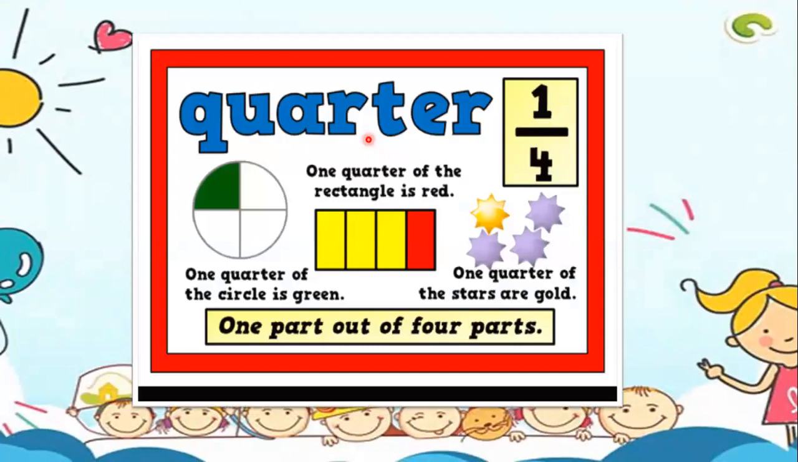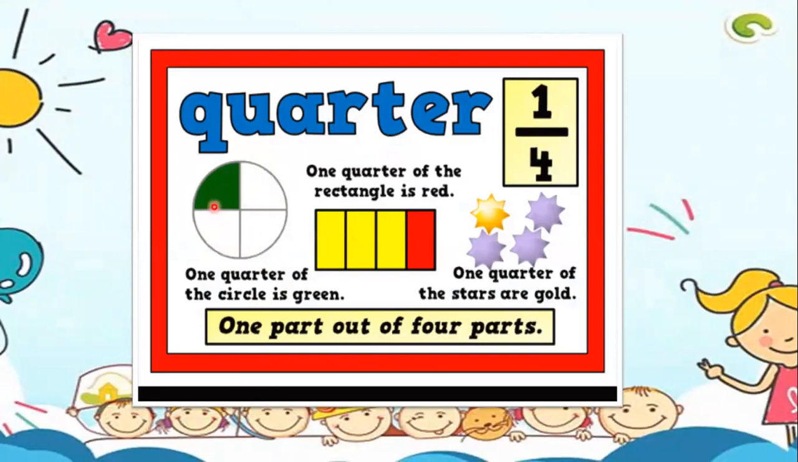Now we will see what a quarter is. Quarter means 1 part out of 4 parts. Here you can see we have divided the whole circle into 4 equal parts.